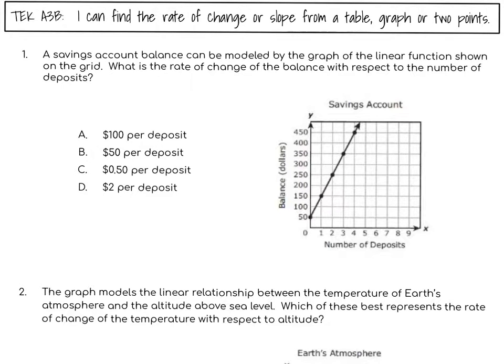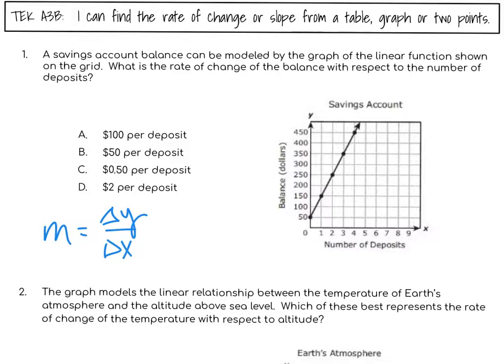All right, so a savings account balance can be modeled by the graph of linear functions shown on the grid. What is the rate of change of the balance with respect to the number of deposits? Okay, so rate of change is going to be change in y over change in x, like slope. Rate of change, I'm just going to call it slope. Change in y over change in x.